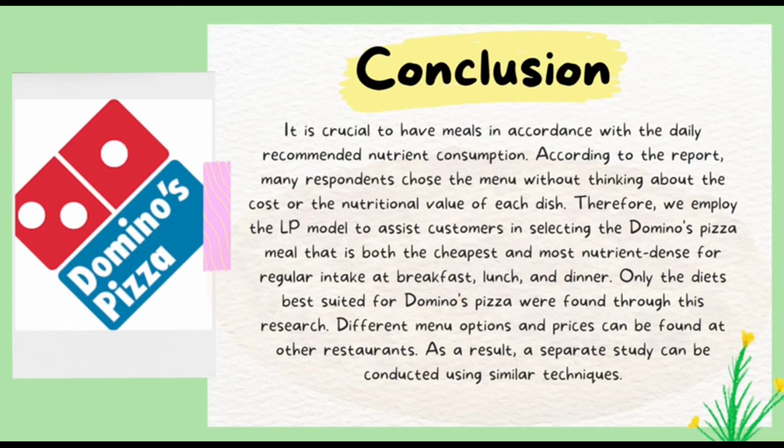Conclusion. It is crucial to have meals in accordance with the daily recommended nutrient consumption. According to the report, many respondents chose the menu without thinking about the cost or the nutritional value of each dish. Therefore, we employ the LP model to assist customers in selecting the Dominos Pizza meal that is both the cheapest and most nutrient-dense for regular intake at breakfast, lunch and dinner. Only the diets best suited for Dominos Pizza were found through this research. Different menu options and prices can be found at other restaurants. As a result, a separate study can be conducted using similar techniques. Thank you.